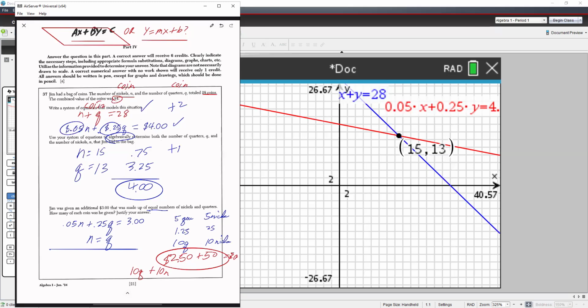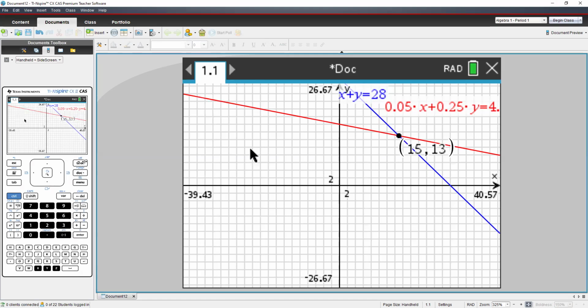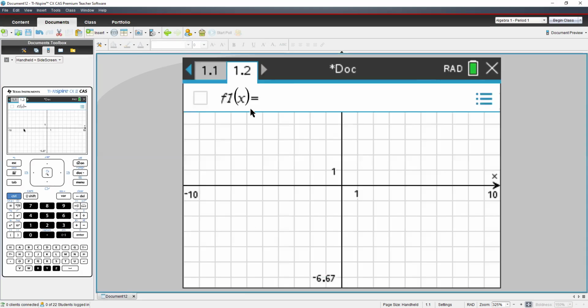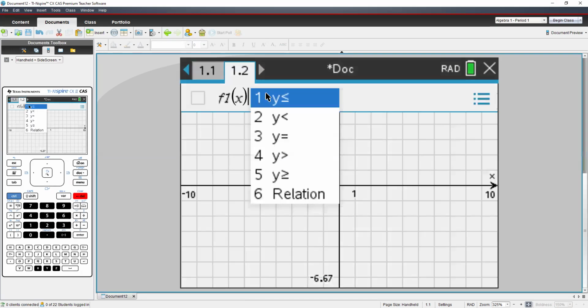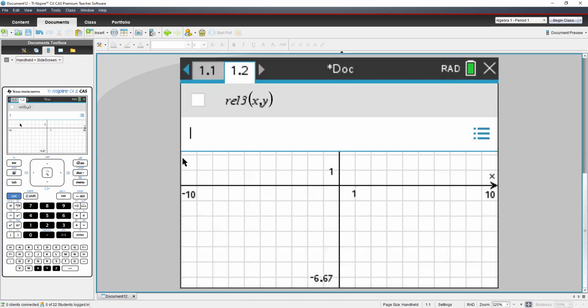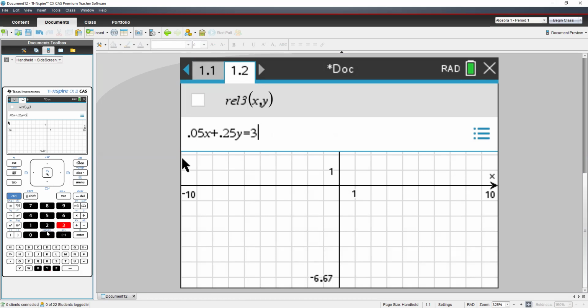That's all we did. Now, they didn't say you had to do it algebraically. They just said justify your answer. So we just went through and found some numbers. Now, if you want me to solve it, let's solve it. All right, so I'm going to come up with another equation. I'm going to set this equal to relation mode. And then I'm going to say 5 cents times X, that's the number of nickels, plus 25 cents times the number of quarters is equal to, this time, $3.